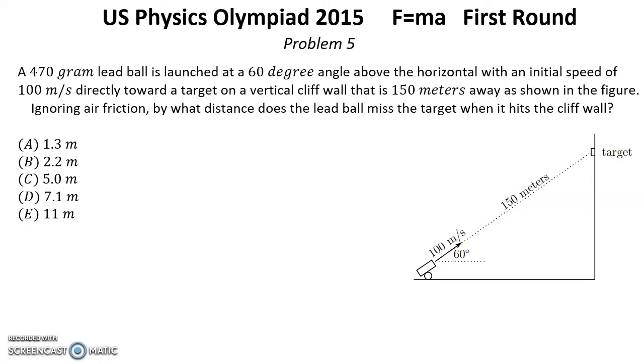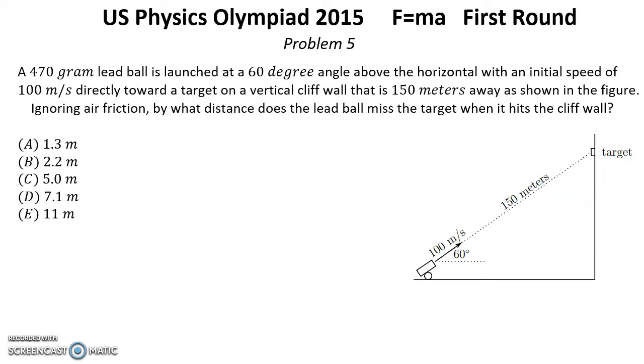Problem number 5. A 470 gram lead ball is launched at a 60 degrees angle above the horizontal with an initial speed of 100 meters per second directly toward a target on a vertical cliff wall that is 150 meters away, as shown in the figure. Ignoring air friction, by what distance does the lead ball miss the target when it hits the cliff wall?